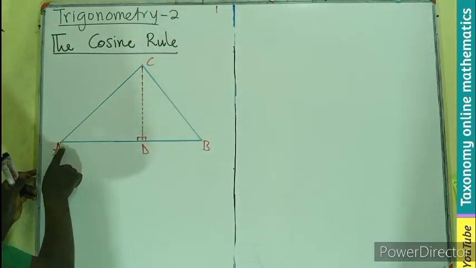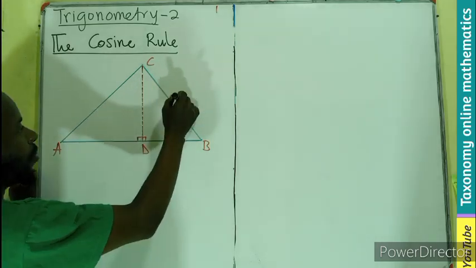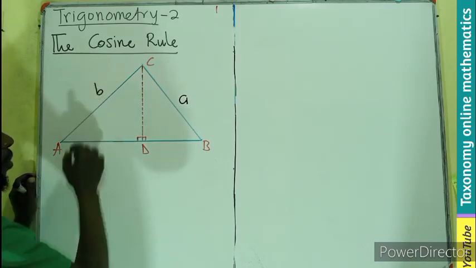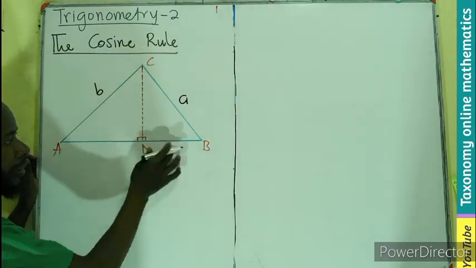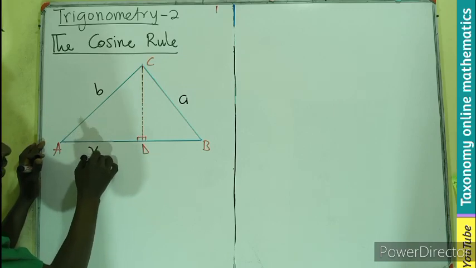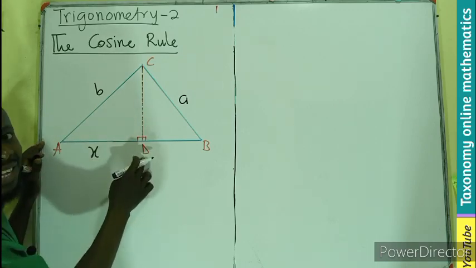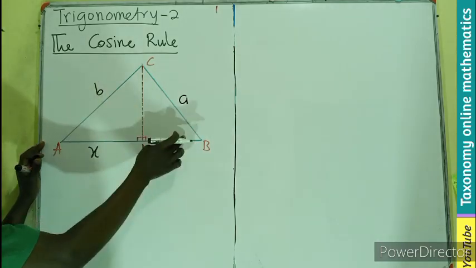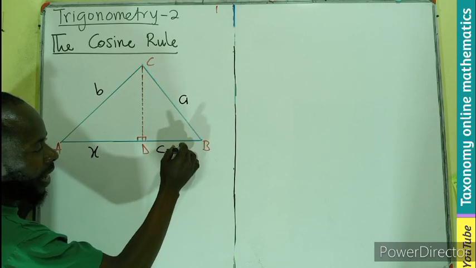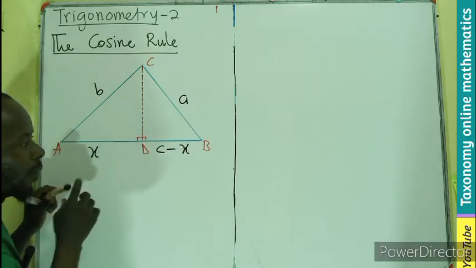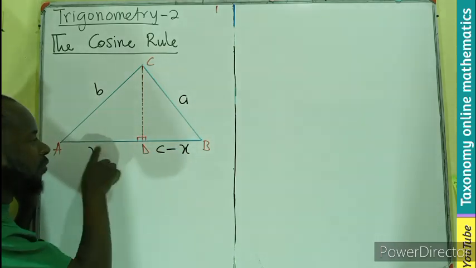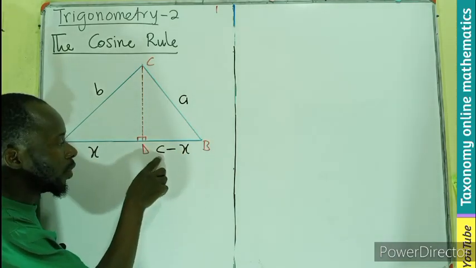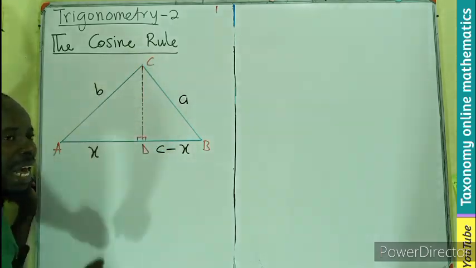We know the side facing the angle A can be labeled letter a. The side facing the angle B can be labeled letter b, and the side facing angle C is c. We have two parts of it. Let me say from here to here is x. From here to here is c minus x, so that when I add this plus this, it gives me the whole c. x minus x will be 0. So AB is the length c.